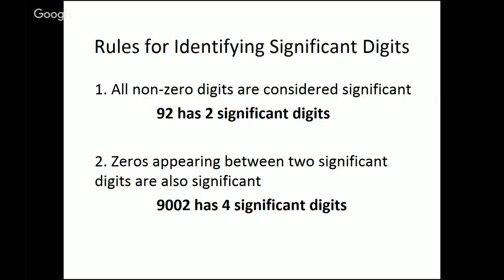The difficulty comes in when we're dealing with zeros. So let's consider some situations with zeros, because sometimes they're considered significant and sometimes they are not. Okay, rule number 2. If zeros appear between two non-zero numbers, then they are considered significant. So on the bottom of the page there, 9002 has 4 sig figs. Those zeros are significant.